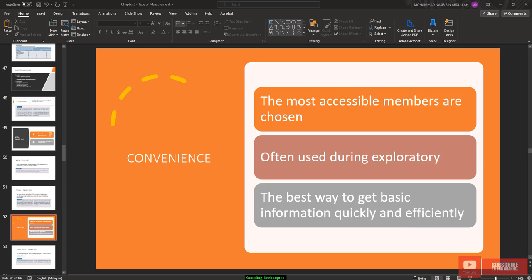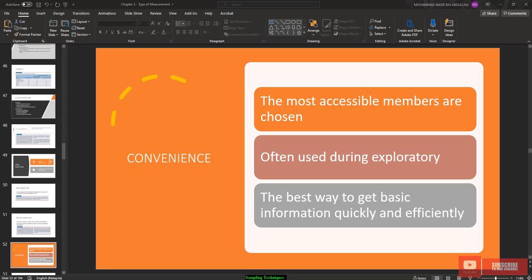So now let's look at the next sampling method. Convenience sampling technique is a part of non-probabilistic sampling techniques. This is where the most accessible members are chosen, right? Often used during exploratory research. Because this sampling technique is easy to employ, we can get elements of the population easily, the best way to get basic information quickly and efficiently.